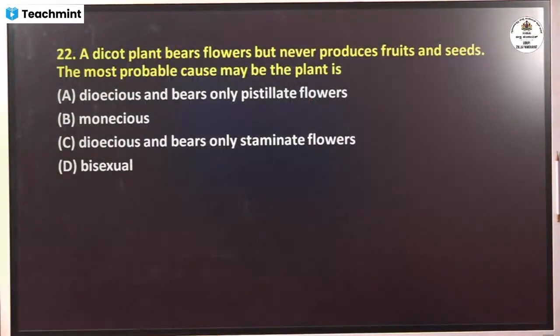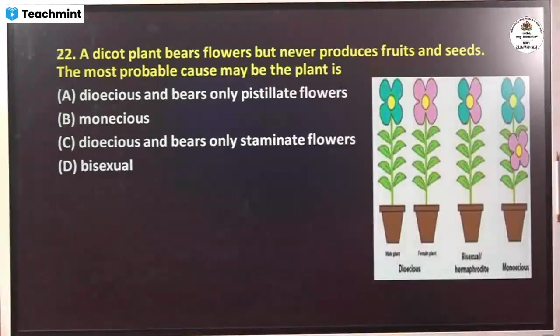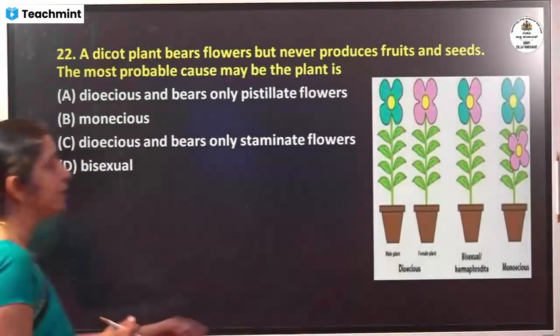A dicot plant bears flowers but never produces fruits and seeds. The most probable cause may be: the plant is dioecious and bears only pistillate flowers; monoecious; dioecious and bears only staminate flowers; and the plant is bisexual. So first thing you should know, what do you mean by a dioecious plant?